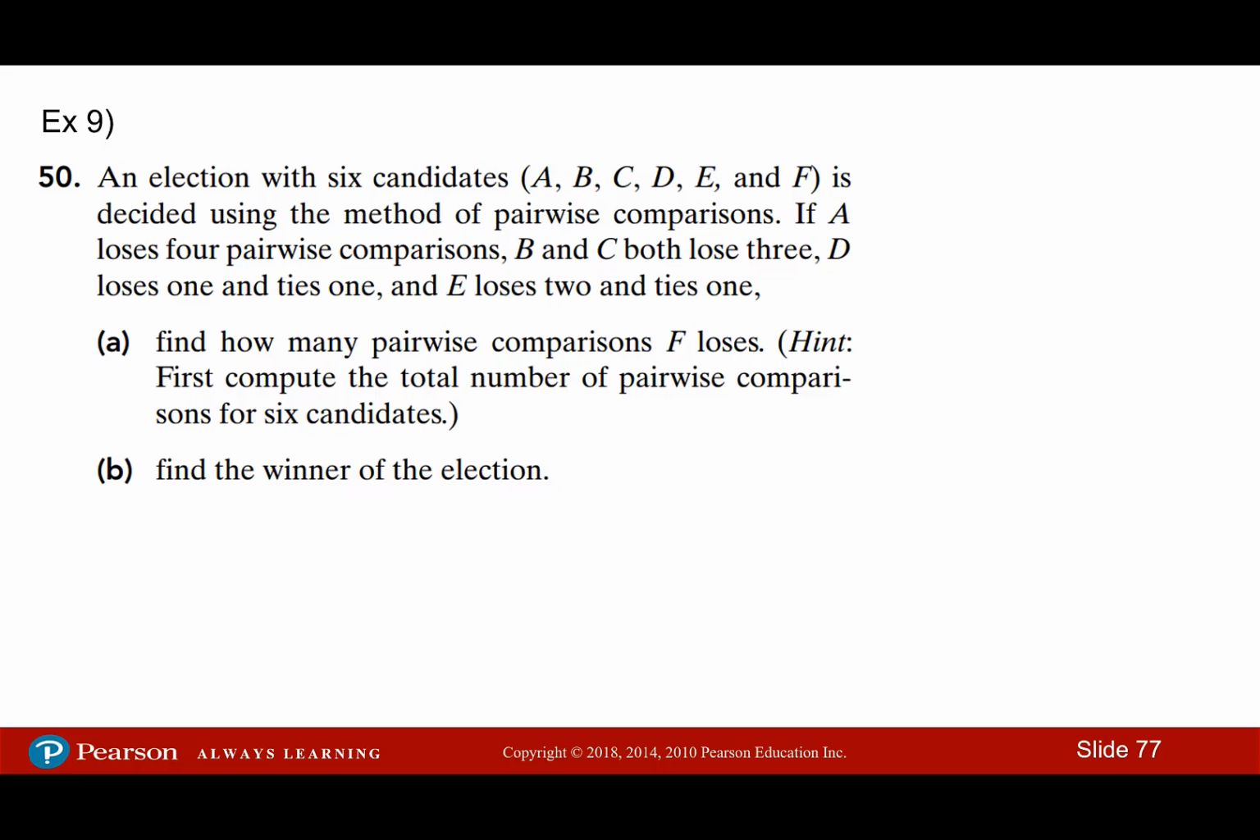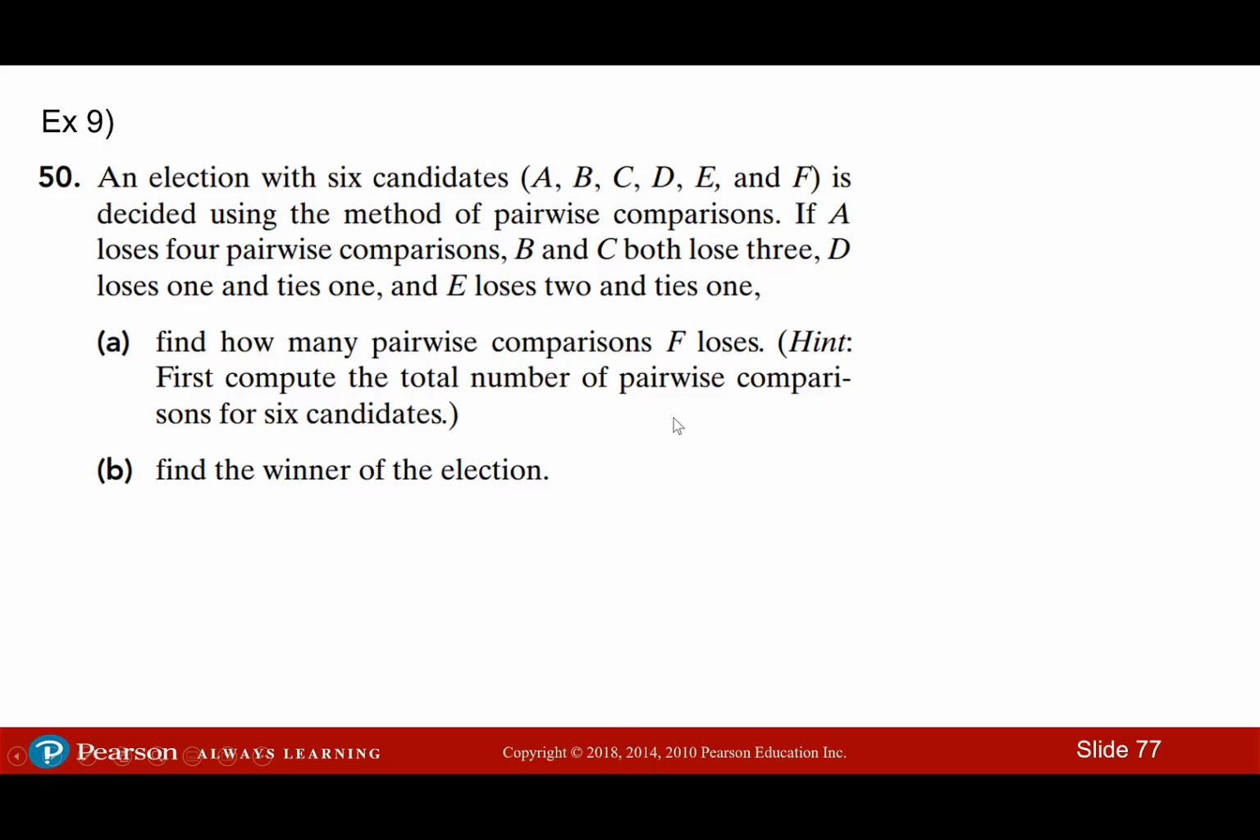How many pairwise comparisons does F lose? We know the totals for the other ones. We just, for some reason, don't know the totals for F. They got lost. So the question is, if we know all the other totals, is there a way to figure out what F had? I think so. And then afterwards, can you find the winner of the election? Who actually won? So let's see.